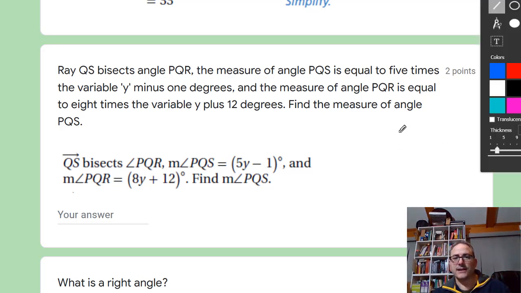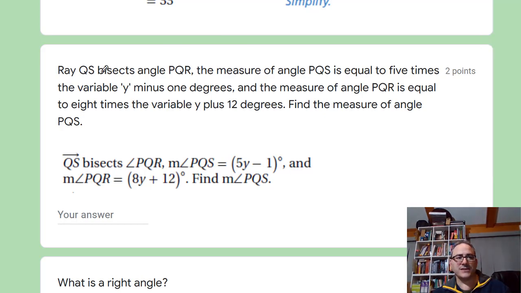Let me see here, the first thing I got to worry about is this ray QS bisects angle PQR. Okay, so I have ray QS. So here's my ray. It goes infinitely in this direction. And then over here is Q, and then over here is S. All right, there's my ray QS. It starts at Q and goes on infinitely. Now I got to somehow figure out how this relates to PQR. Ray QS bisects angle PQR.